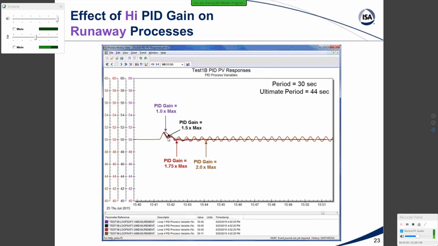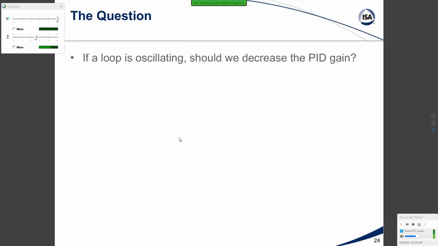And it even becomes kind of distinctive in terms of the effect of PID gain in terms of halting and the approach back to set point there that is kind of a characteristic of too high of a PID gain. So you would think if a loop is oscillating, should we decrease the PID gain? Well, that's kind of what we're led to believe there.